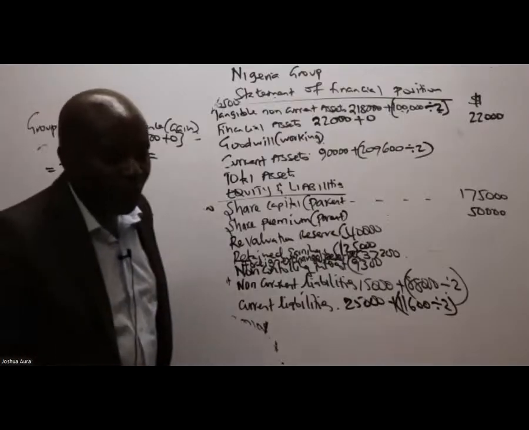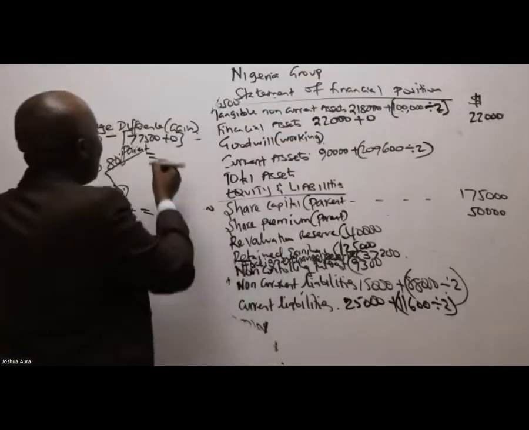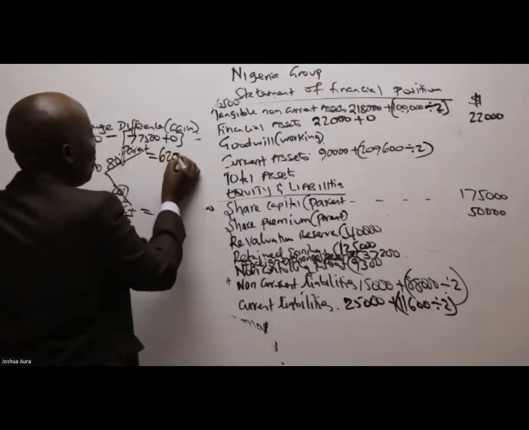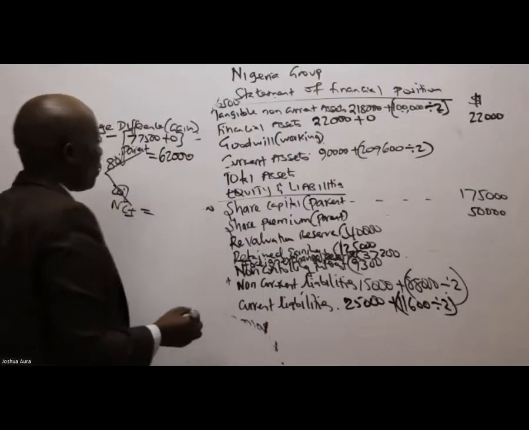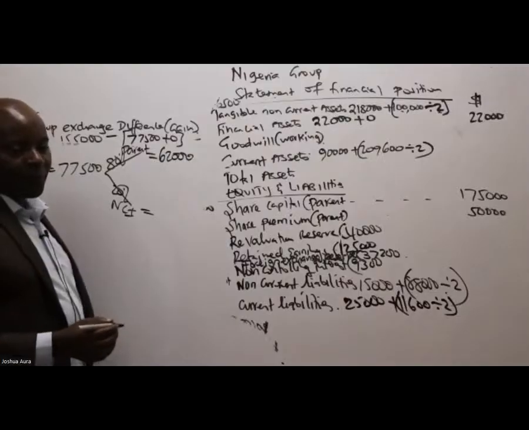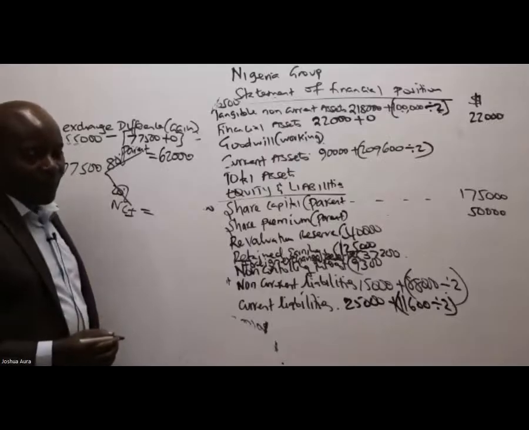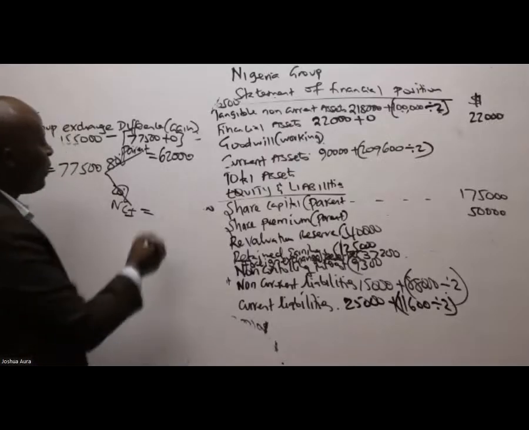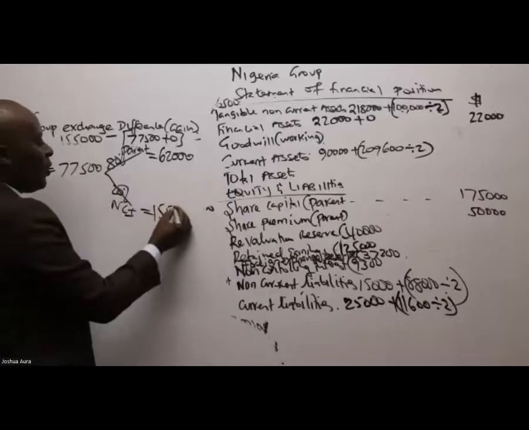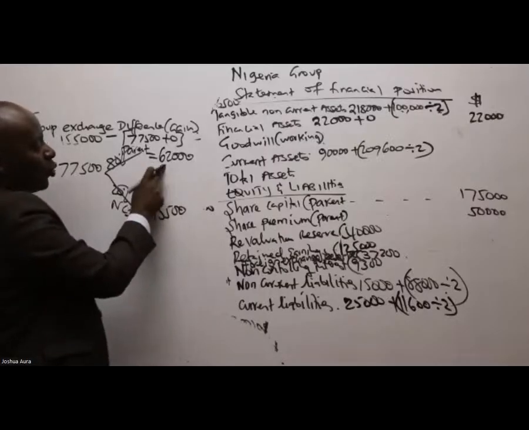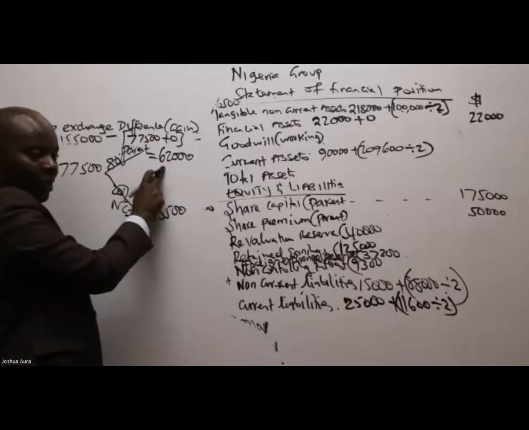Nimrod is telling me that should be 62,000 here. Thank you very much. How about NCI? NCI is 15,500. Remember, this will not go to the group retained earnings. This will go to the foreign currency reserve.